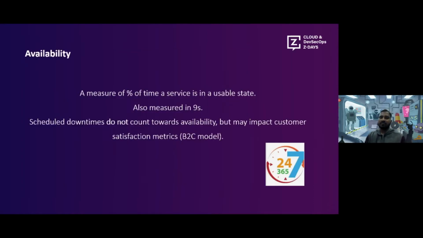Okay, so let's discuss what is availability. We are discussing the 9 nines, right? Availability is a measure of the time in which our application is in a usable state. It is almost always measured in nines, as a percentage of time. As part of this, some business continuity plans will not consider scheduled downtimes as part of their availability. Scheduled downtimes do not count towards availability, but they may impact customer satisfaction metrics, as everyone knows. But at the end of the day, we have to maintain our system 24/7, 365 days, and make it highly available and very reachable to the customer.